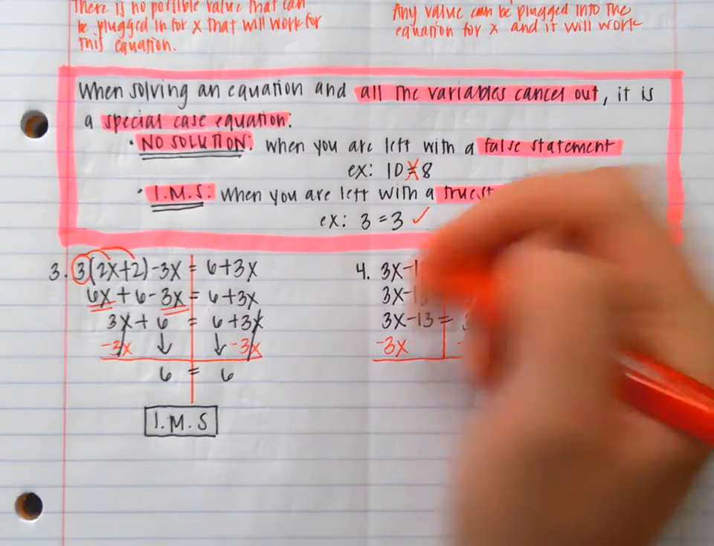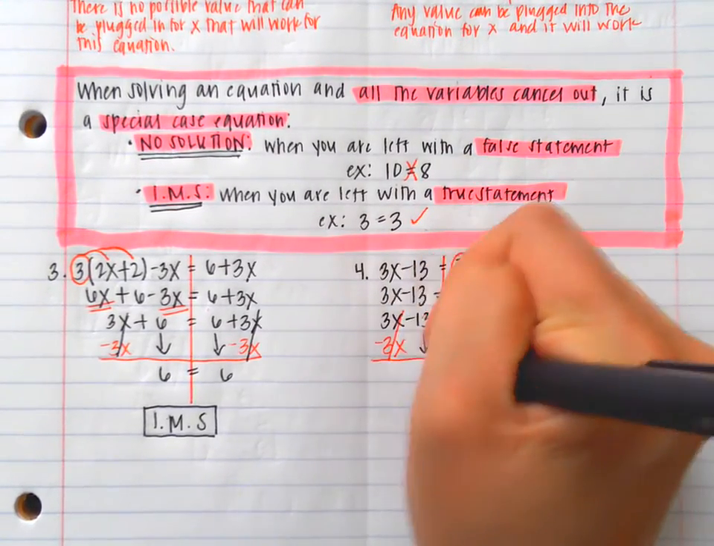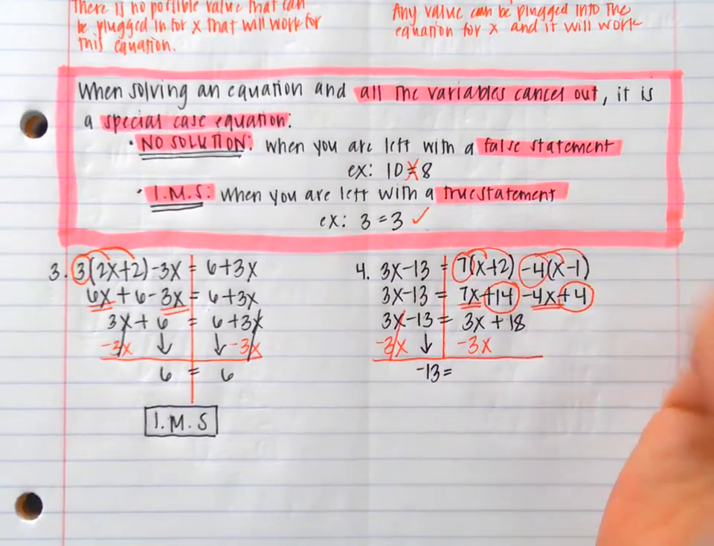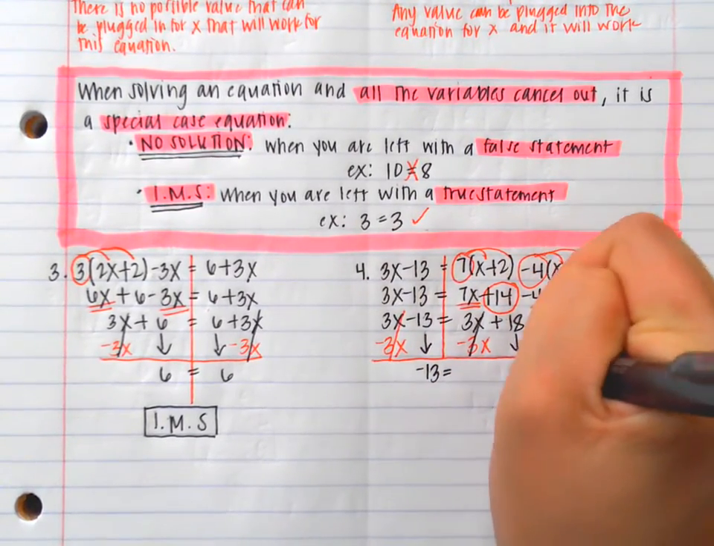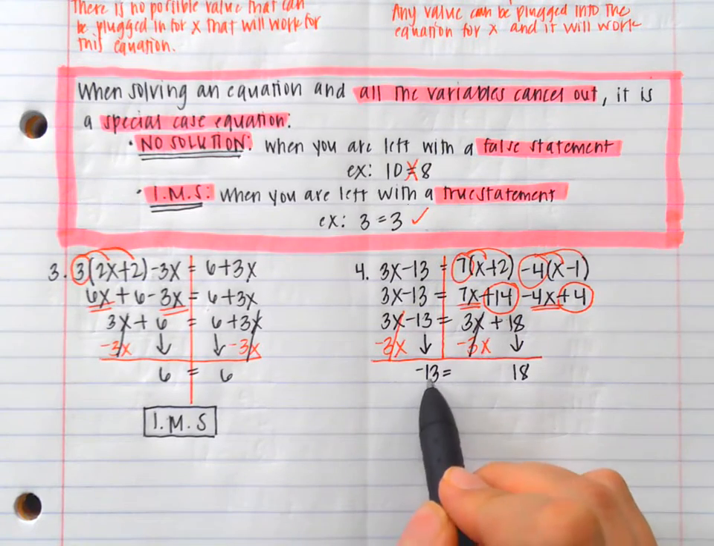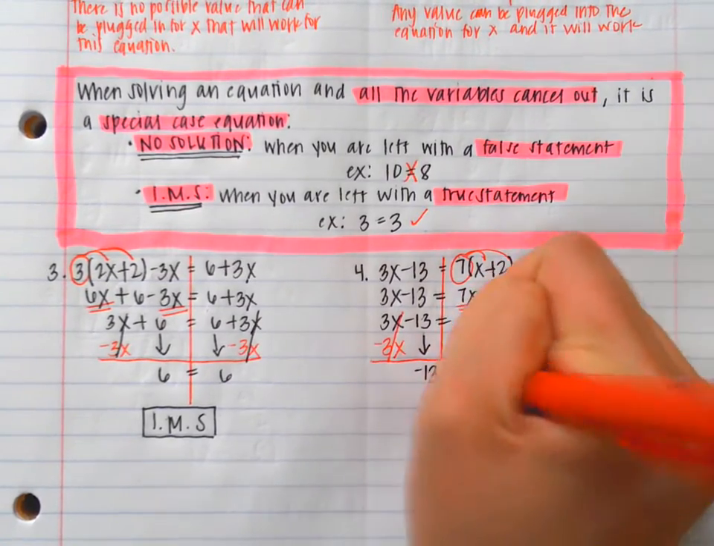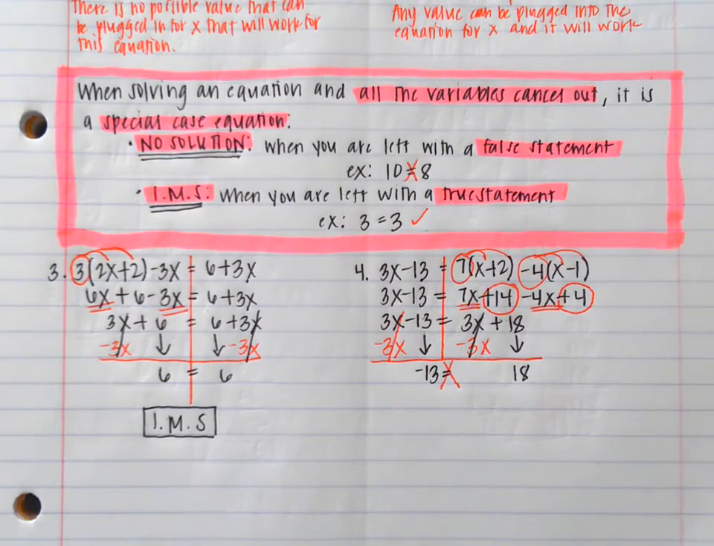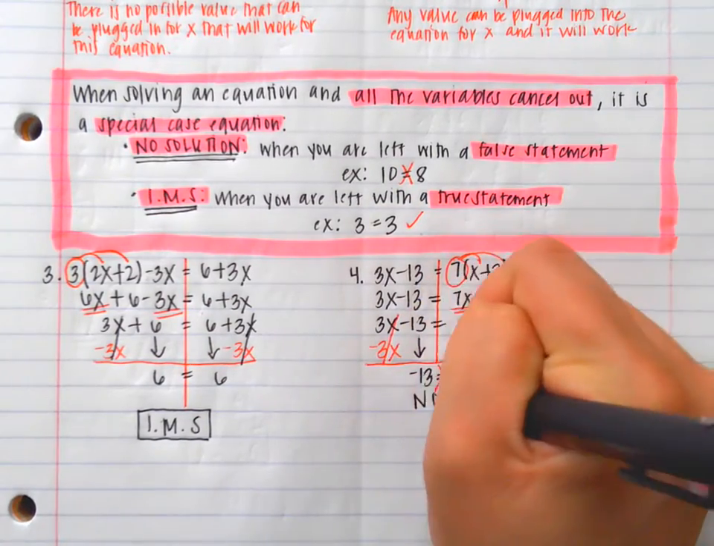So 3x minus 3x is 0. We bring down that negative 13 equals 3x minus 3x is 0. We bring down that 18. Does negative 13 equal 18? Is that a true statement or a false statement? Well, that's a false statement. Those do not equal each other. So this one, when it's a false statement, it's no solution.